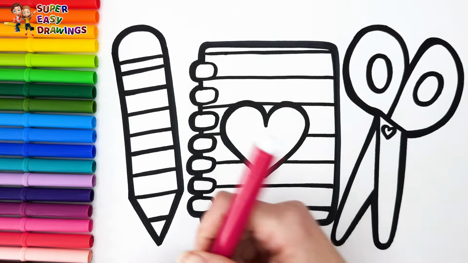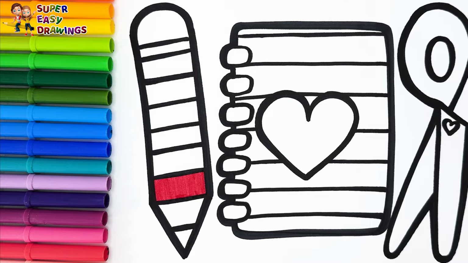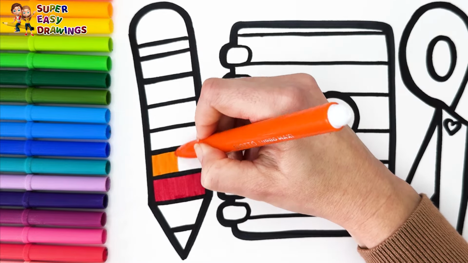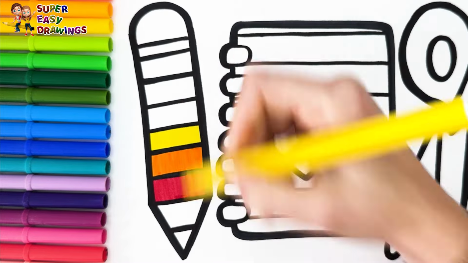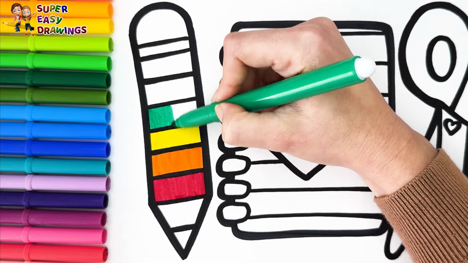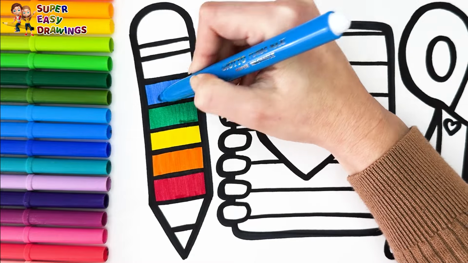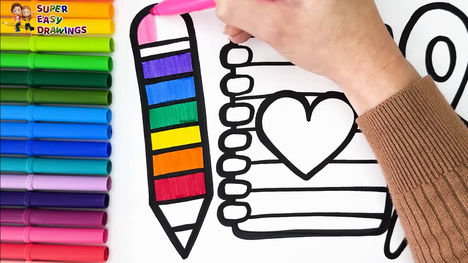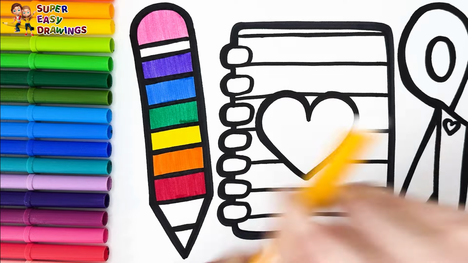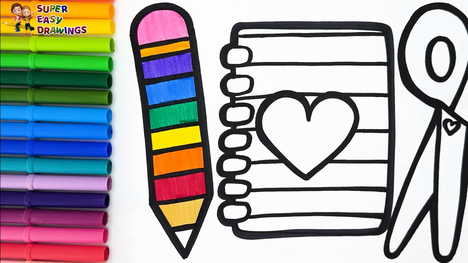Let's start coloring. I colored the pencil with the colors of the rainbow, red. Then I used orange, yellow, then light green, light blue, purple, and pink, yellow, brown, gray, fuchsia.